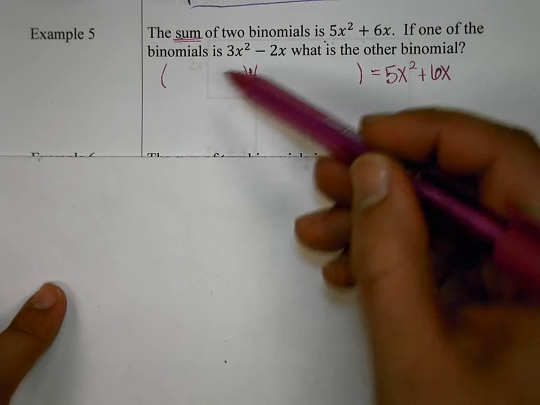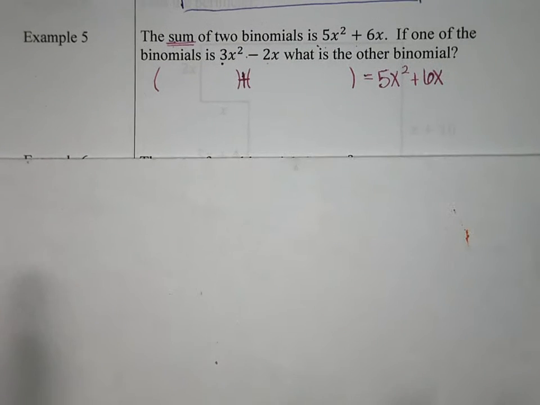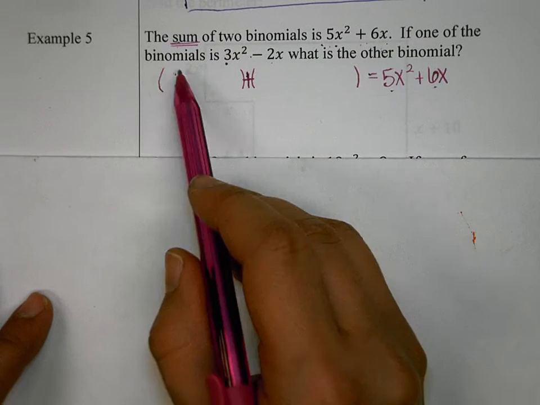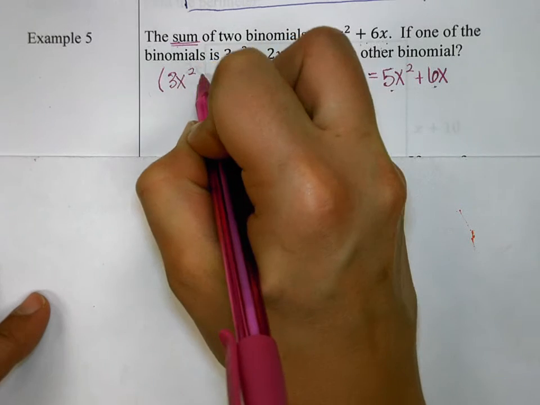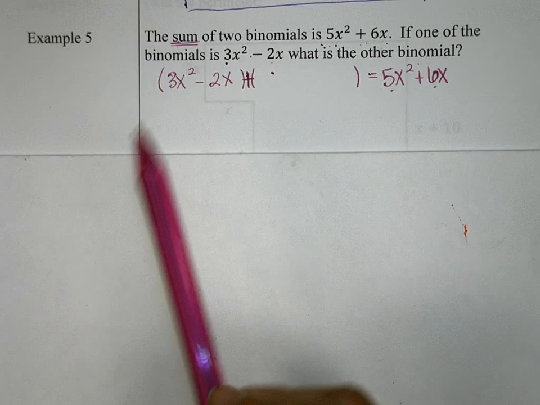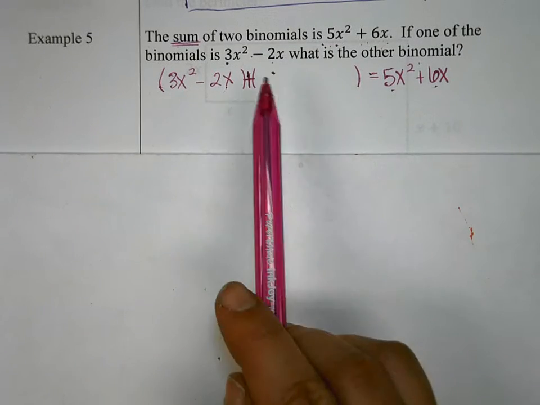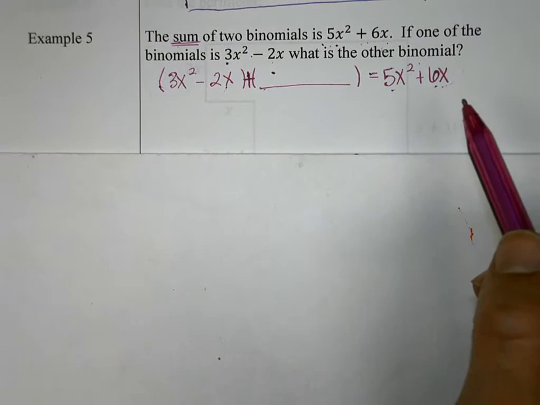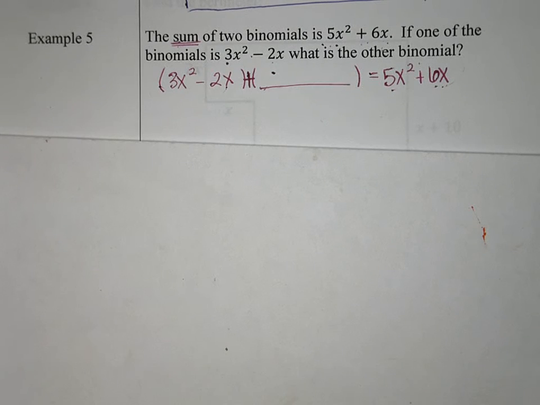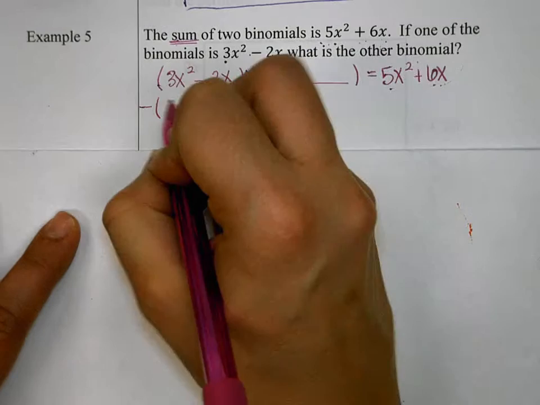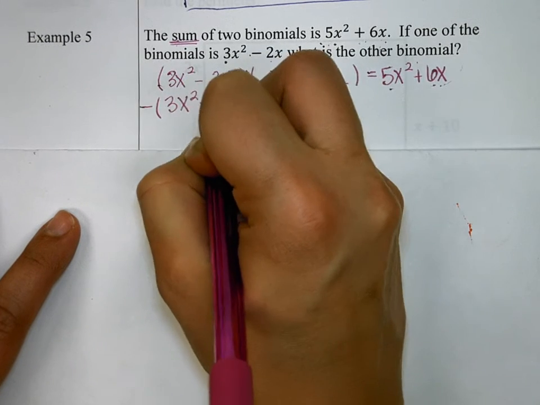If one of the binomials is 3x squared minus 2x, so that's saying that here's my answer, 5x squared plus 6x. One of them is 3x squared minus 2x, so I'm going to fill that in. And then the question is, what is the other binomial? So I have this binomial plus some other binomial. We don't know what it is yet, but all of that equals 5x squared plus 6x. So what we have done before when we want to move something over to the other side is we subtract it. So let's subtract, and make sure you keep it in parentheses, 3x squared minus 2x.